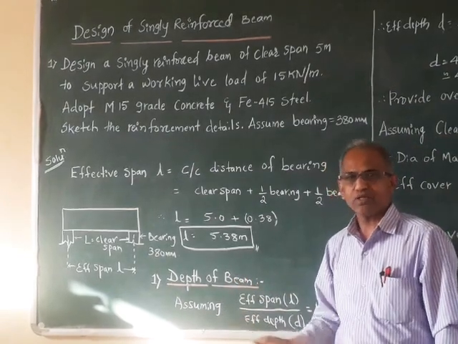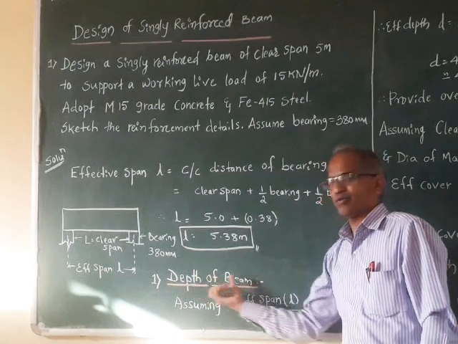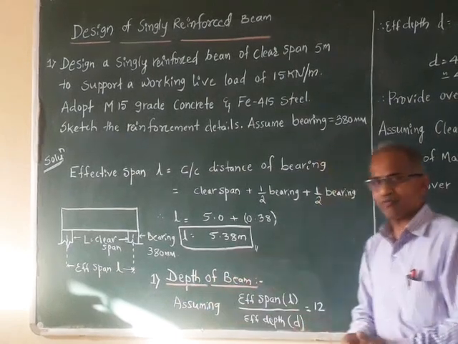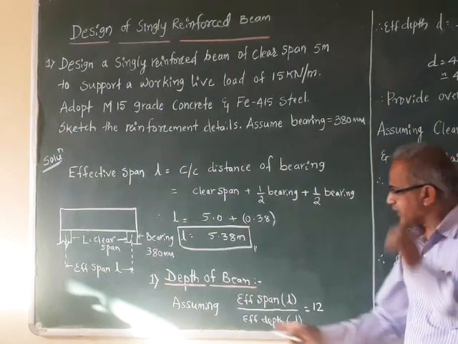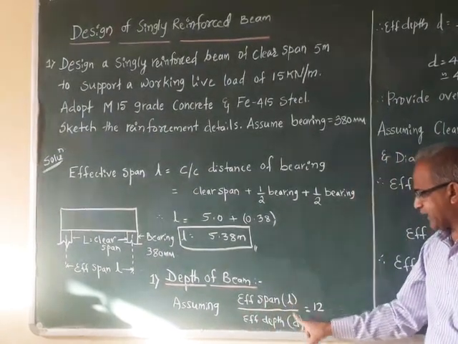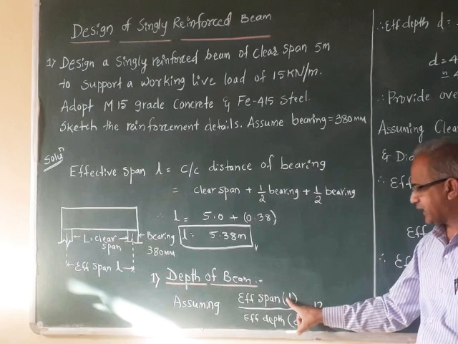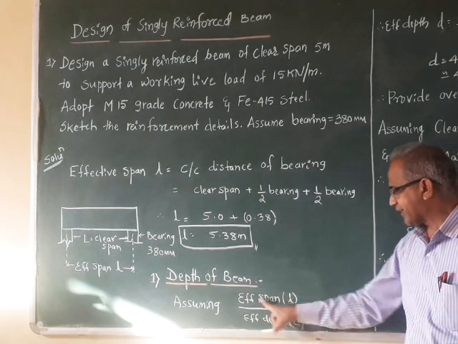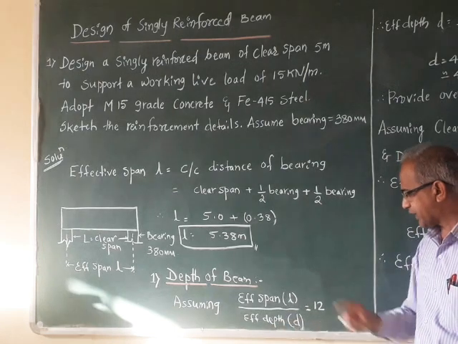Now the actual steps we are going to start. What is the first step? We have to find out the depth of the beam, the effective depth of the beam. So for that, what are we going to assume? Let us assume the L by D ratio, that is small l by small d, effective span divided by effective depth.